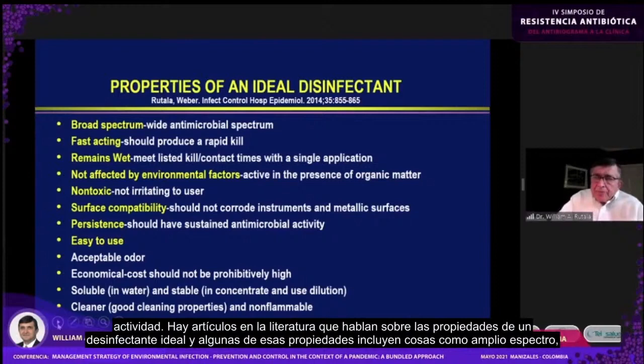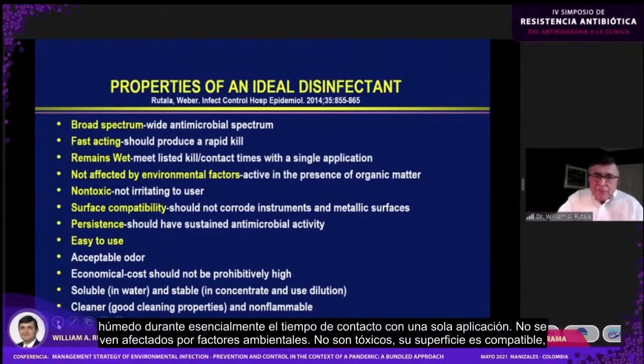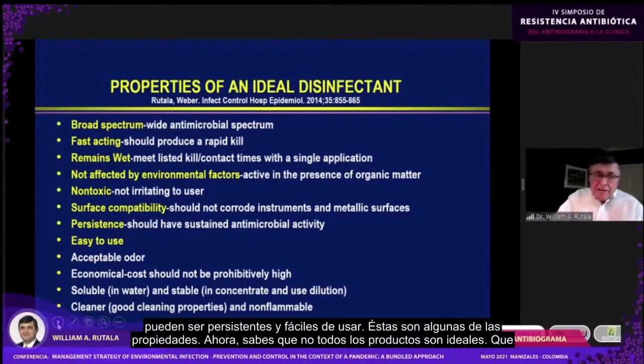Some of those properties include broad spectrum, which means they kill a wide antimicrobial spectrum of organisms. They're fast acting. They kill in approximately a minute. They remain wet for essentially the contact time with a single application. They're not affected by environmental factors. They're non-toxic. They're surface compatible. They may be persistent, and they will be easy to use. These are some of the properties.